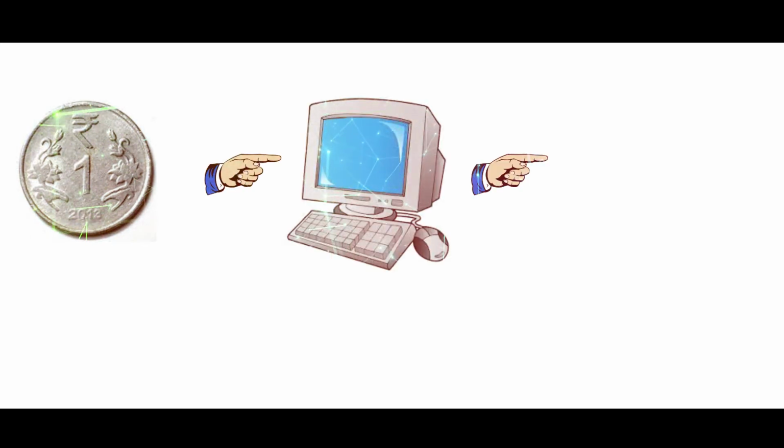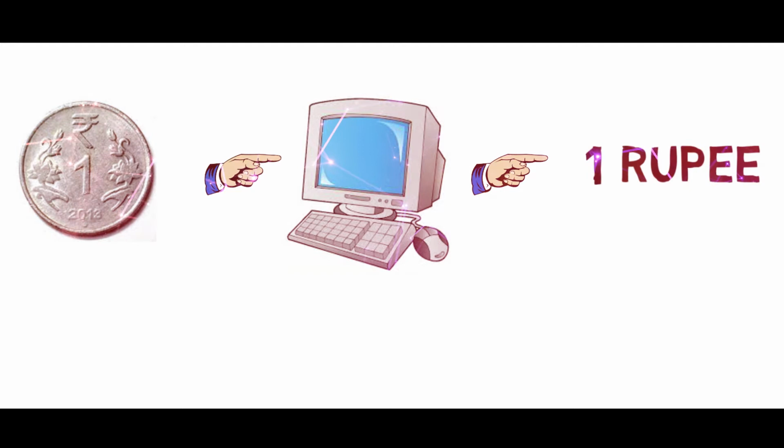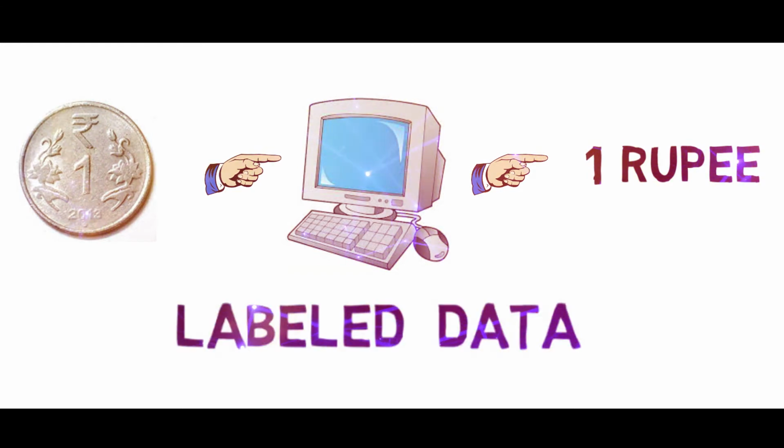Let's give a new coin to the machine. On the basis of the weight of the new coin, your model will predict the currency. Hence, supervised learning uses labeled data to train the model. Here the machine knew the features of the object and also the labels associated with those features. On this note, let's move to unsupervised learning and see the difference.